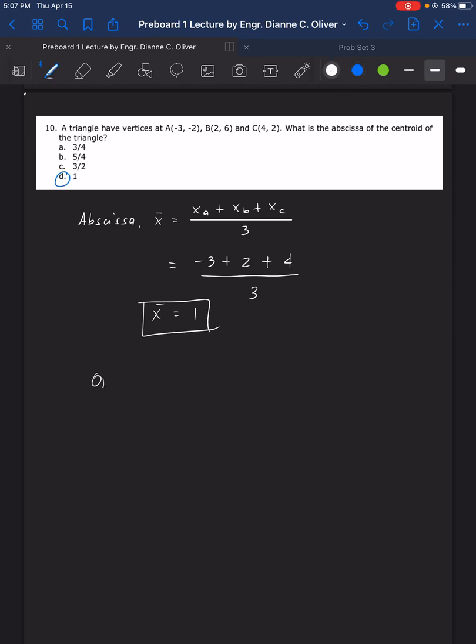Now, if you're looking for the ordinate, I think you already have an idea. Ordinate is bar y, y sub A plus y sub B plus y sub C divided by 3. And that is negative 2 plus 6 plus 2 divided by 3. That is equal to 2, if we're looking for the ordinate.